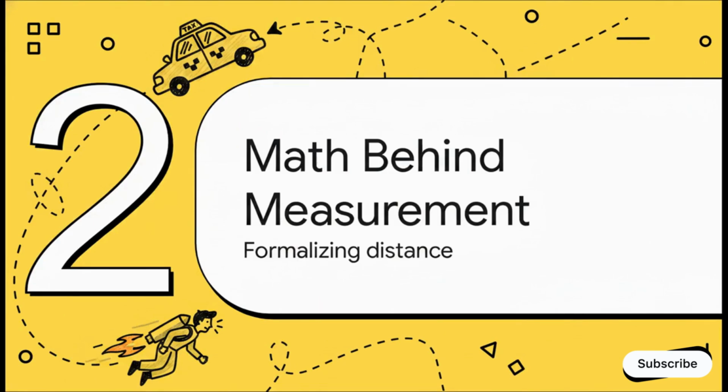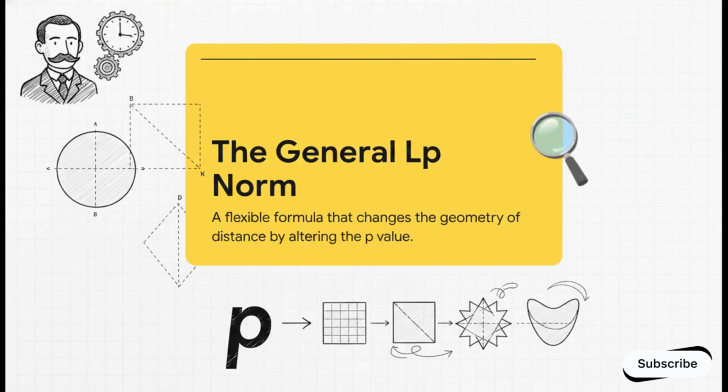Moving on to Section 2, the math behind the measurement, formalizing distance. Keep those jetpacks and taxis in mind, because these equations are just formalizing those analogies. Back in the 19th century, a mathematician named Hermann Minkowski realized that distance isn't just an absolute law of nature, it's actually a flexible definition. He formalized this beautiful parent equation, the general Lp norm. Notice how changing that little p-value dynamically alters the very geometry of the grid, from squares to diamonds to curved shapes. Let's see what happens when we actually plug different numbers into p.